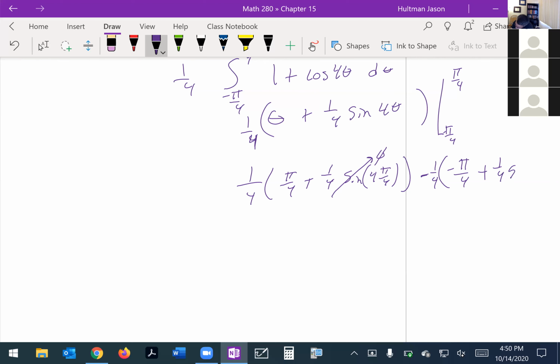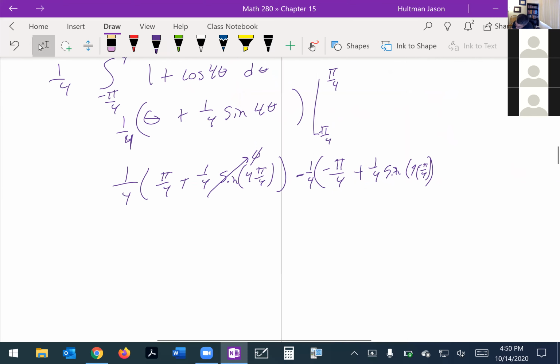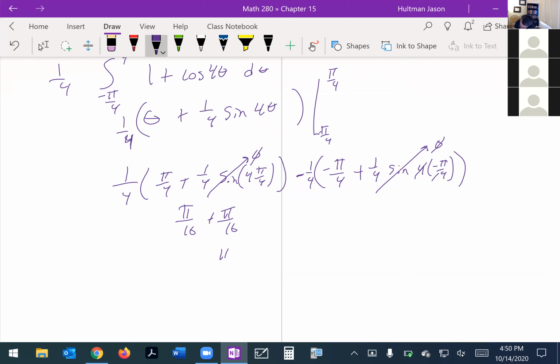Plus 1/4 times the sine of 4 times negative pi over 4. So that's the sine of negative pi, which is also 0. So that goes to 0. So this becomes pi over 16 plus pi over 16, which is pi over 8. Well, done with that one.